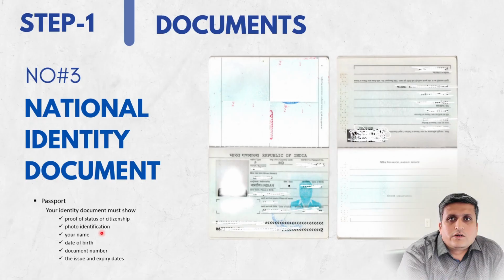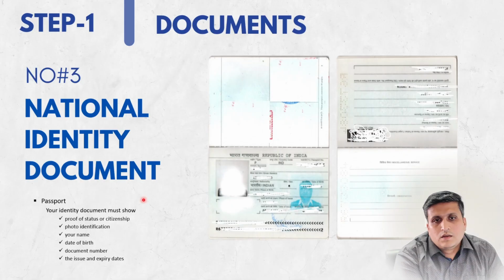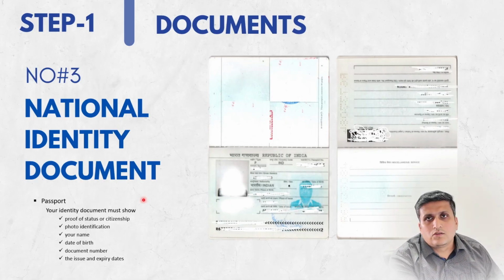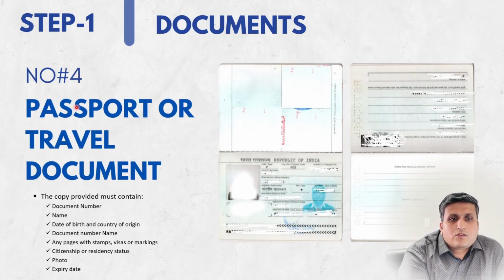Then the photo. It should be a photo identification, with your photo on it. It should also mention your name, date of birth, the document number and the date of issue and expiry. All these details can be easily found on the passport. So I personally feel that it will be easier if you use your passport for the national identity document. Now the next required document is the passport or travel document, which again you can use your passport.